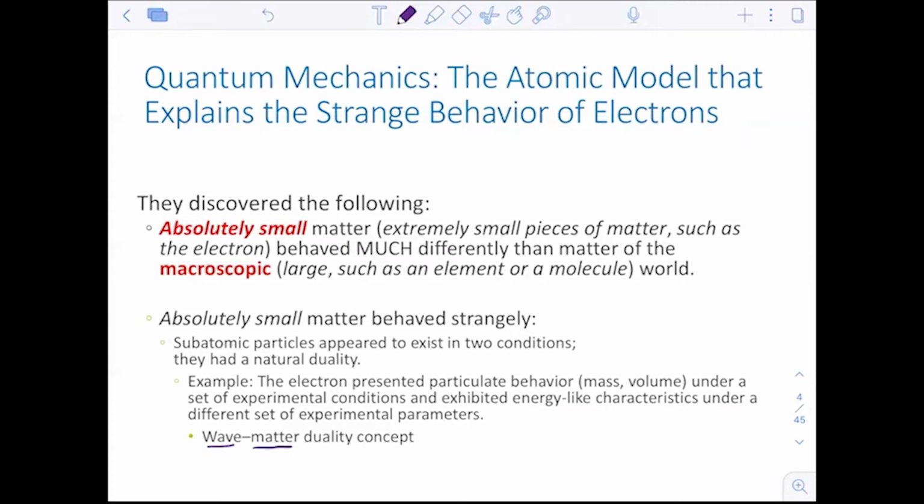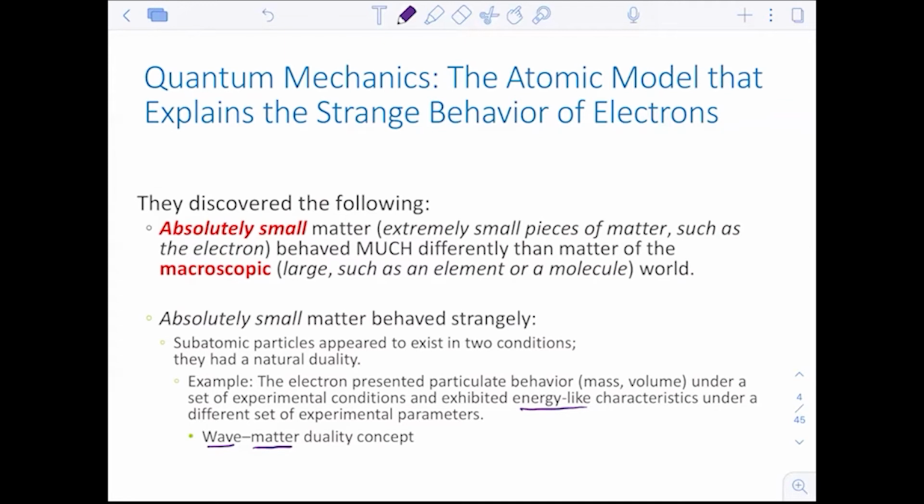So an electron does have mass, right? And it does have volume. That's particulate, that's matter, right? And we can measure the mass. But under a different set of experimental conditions, it might have energy-like characteristics.